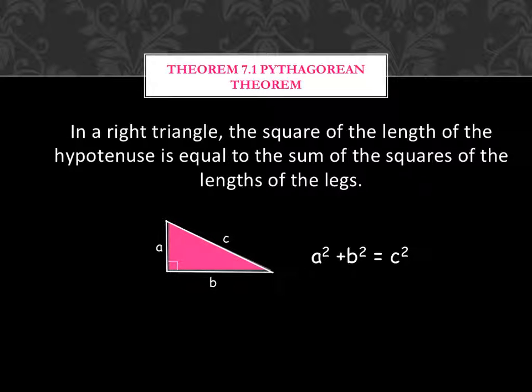The square of the length of the hypotenuse is equal to the sum of the squares of the lengths of the legs, or a squared plus b squared equals c squared.